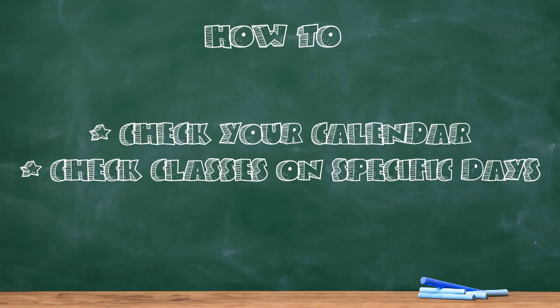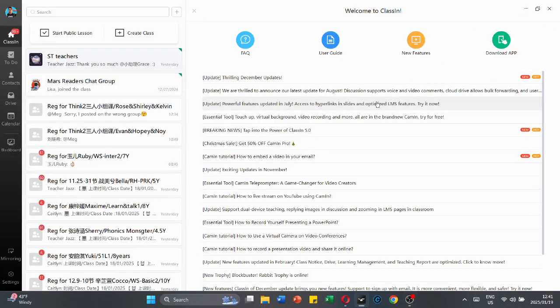Okay, let's get going. First off, if we take a look on the left-hand side of the screen, we can see the classes we have scheduled today. As you can see, I have no classes today, so let's take a look at the calendar.